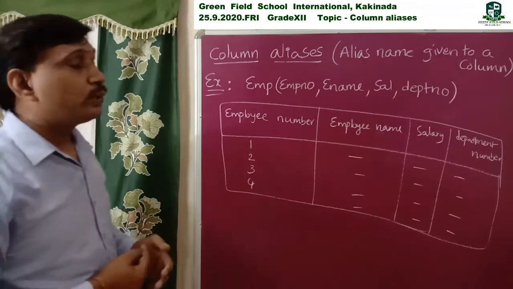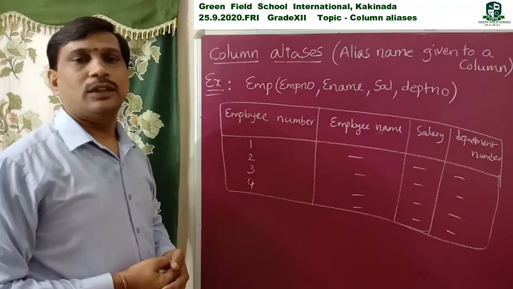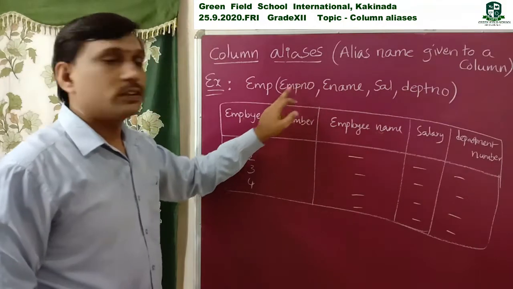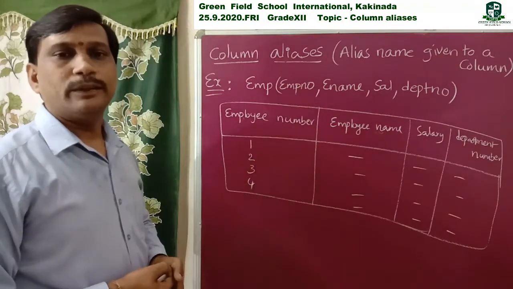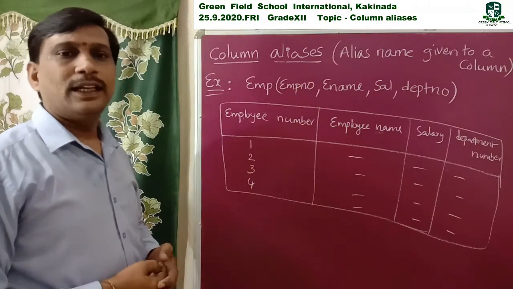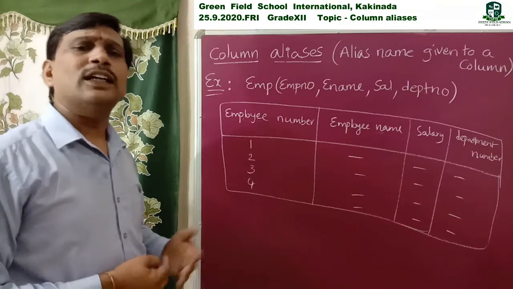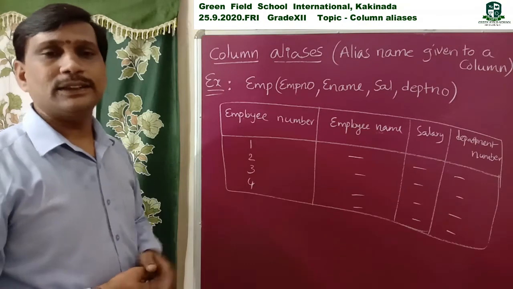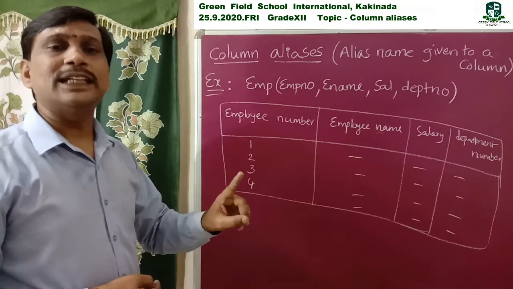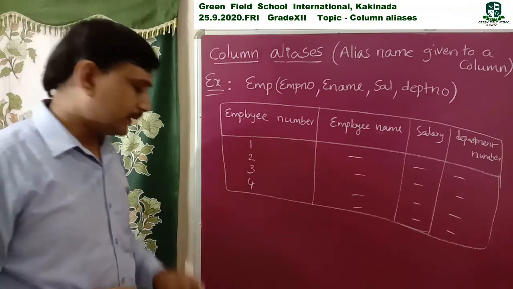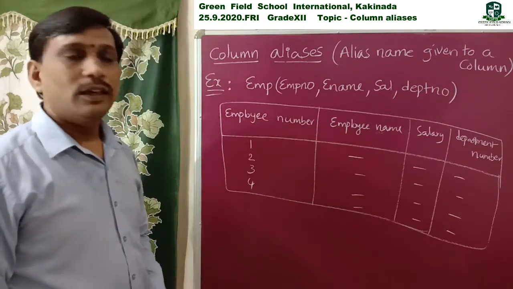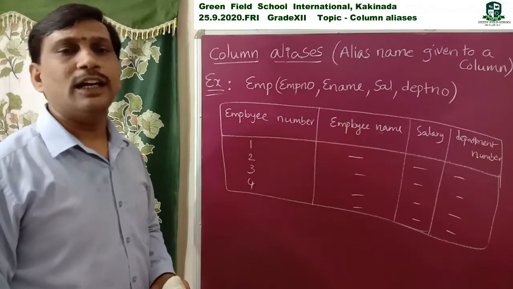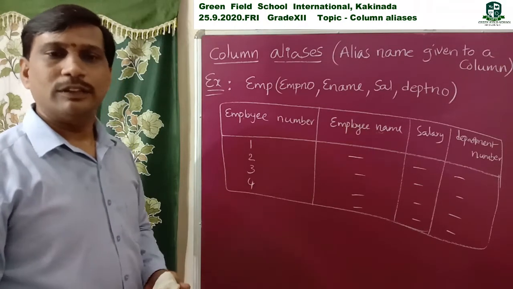Okay, so when you are using column aliases, they are valid only for this query. If we write another query, we use other column aliases or the same column aliases. So column aliases are valid only for one single select statement. Okay, next I write one more query with the same table name, with different column aliases.